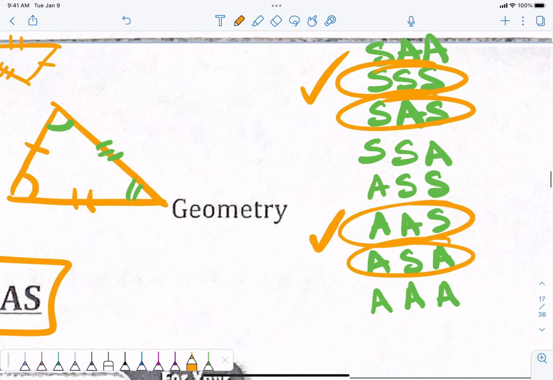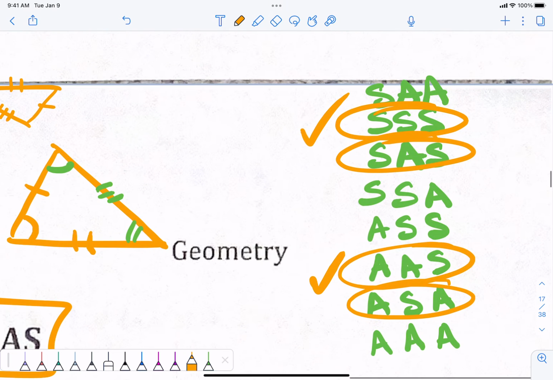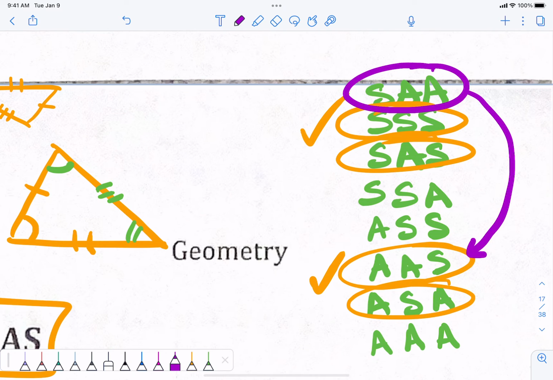Okay? Now, technically, this one, let me circle this one. This one, SAA, is the same thing as AAS. Do you see that? So, that's kind of like a fifth one that does work, but it's the same thing as AAS. Does that make sense? Okay, so we have 4 of them that work.